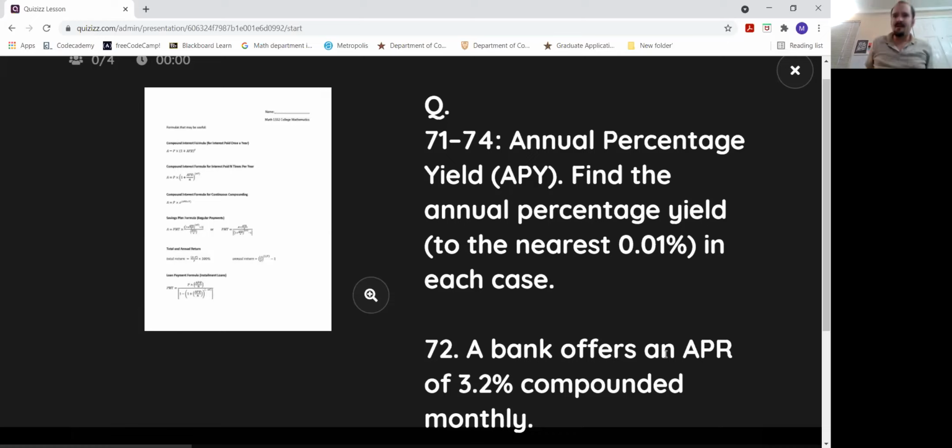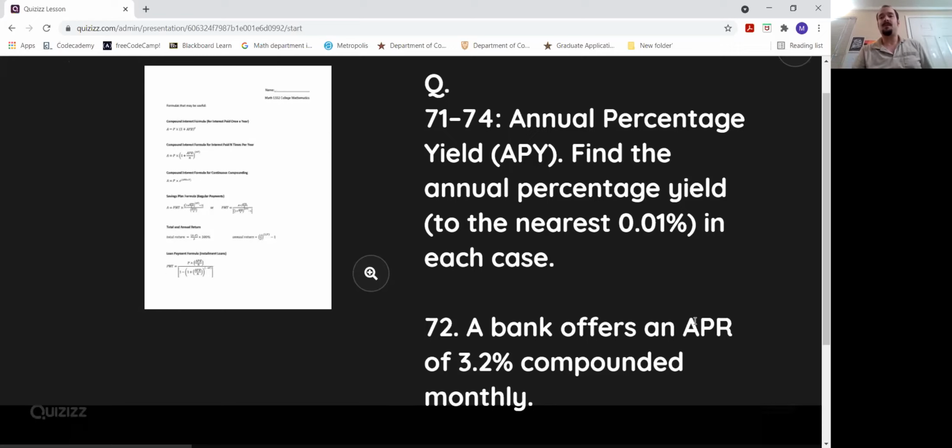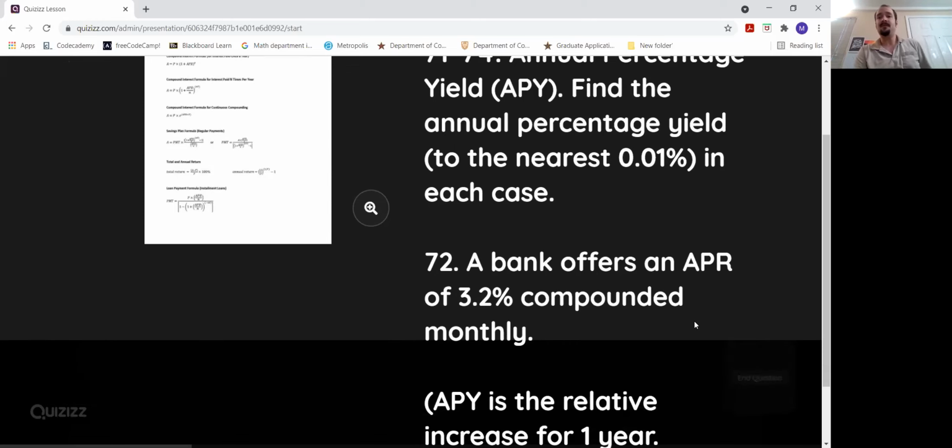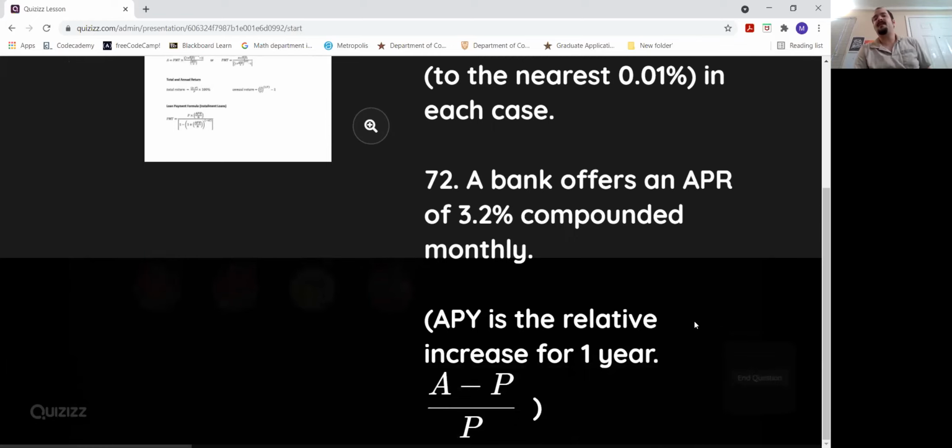But it is the annual percentage yield. And basically you find the annual percentage yield by going for 1 year and seeing how much it's going to go up. And so we take a relative increase is what we want to figure out. So the APY is the relative increase for 1 year.